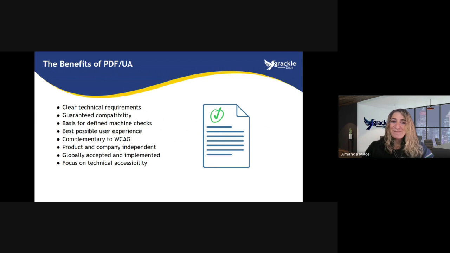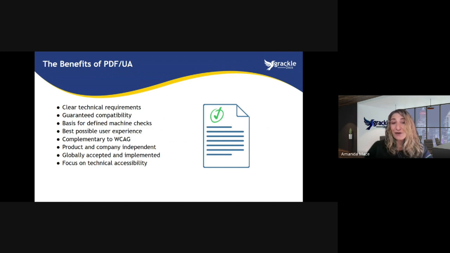Thirdly, it actually is also a really good basis for machine checking. Because it's not outcome-based, there are 108 machine verified success criteria defined within the standard. So these are made obvious within the Matterhorn protocol. The Matterhorn protocol is a testing model for testing compliance of the PDF UA standard. So again, it's really important.